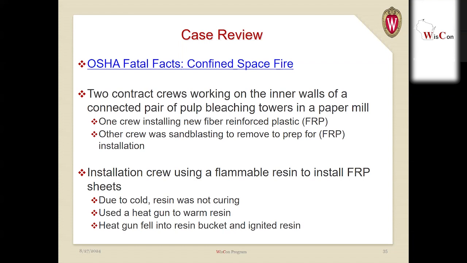The installation crew was using a flammable resin to install the fiber reinforced plastic sheets, and because it was cold, the resin was not curing properly. So they decided to use a heat gun to warm the resin in this space to help cure it. What ended up happening is that the heat gun fell into a resin bucket and ignited that resin material.